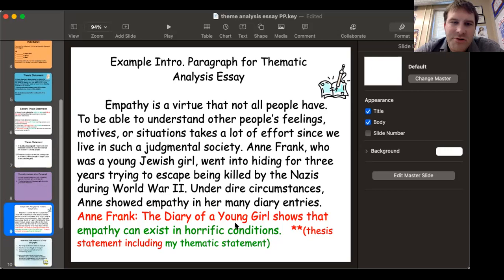Anne Frank, who was a young Jewish girl, went into hiding for three years, trying to escape being killed by the Nazis during World War II. Under dire circumstances, Anne showed empathy in her many diary entries. Anne Frank: The Diary of a Young Girl shows that empathy can exist in horrific conditions.